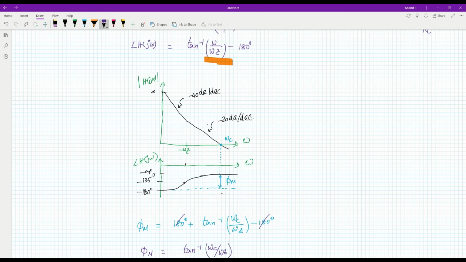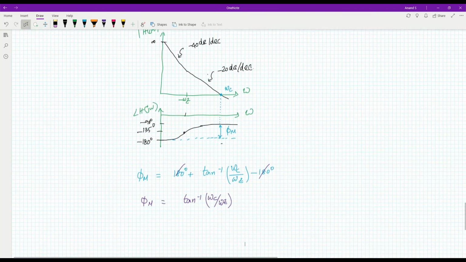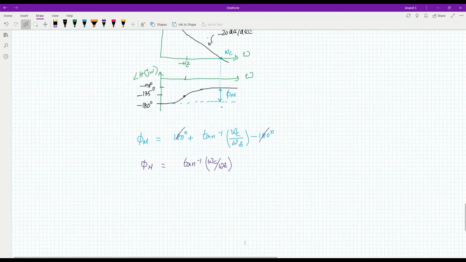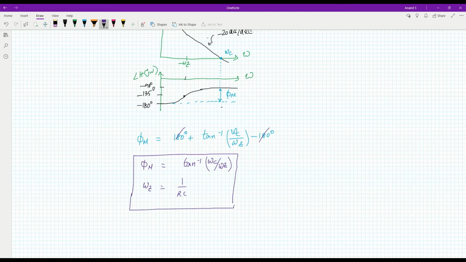So this is an important parameter which essentially tells you how much the system is stable. If we reduce the value of omega z, then the system will be more and more stable, where omega z is given by 1 by RC. So this is the open loop or the loop gain analysis. Now we will go back and write the closed loop gain analysis.